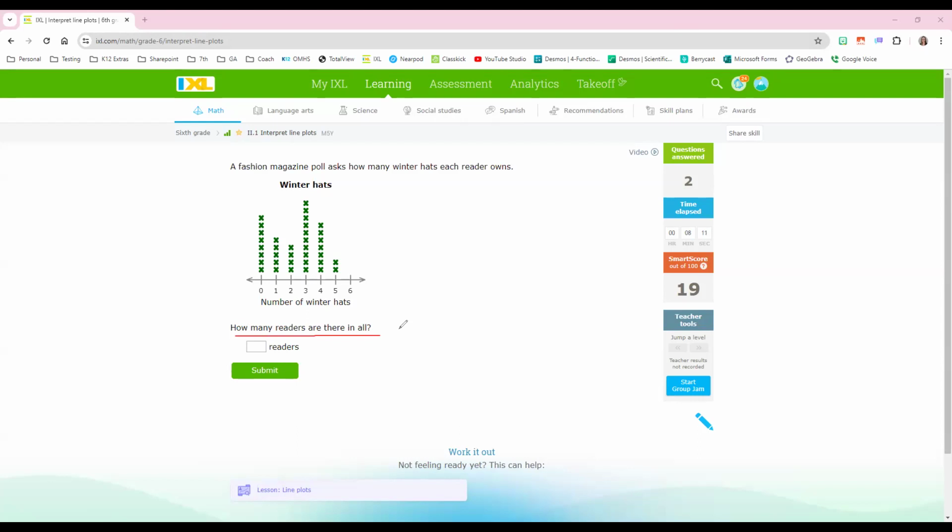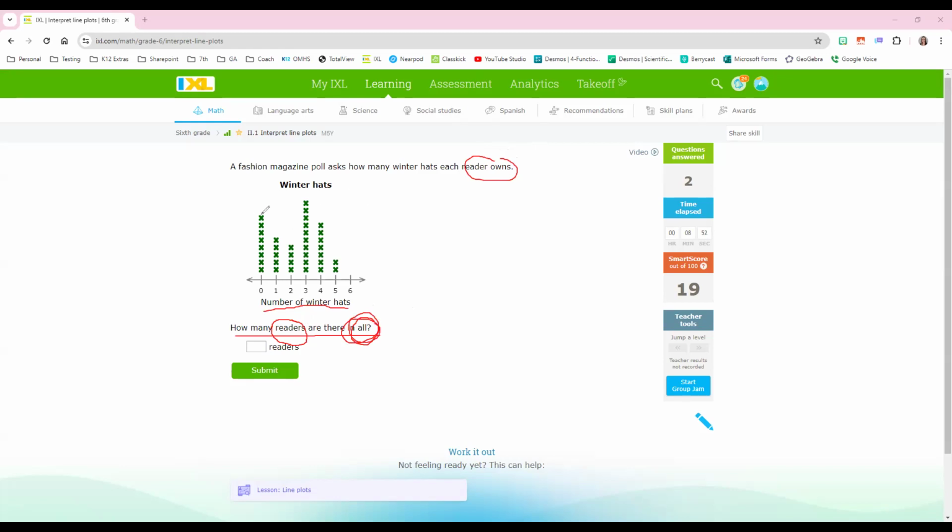Well, one of the big things is to look at what we are counting up here. Because if we look at our labels, the 0, 1, 2, 3, 4, 5, and 6, that's the number of winter hats people own. But we don't want to know how many winter hats there were. We want to know how many of these readers answered this poll, how many readers there were. So that does tell us that we need to count up our X's, and we're going to count it up for all of them because it wants to know how many readers there were in all, in total.